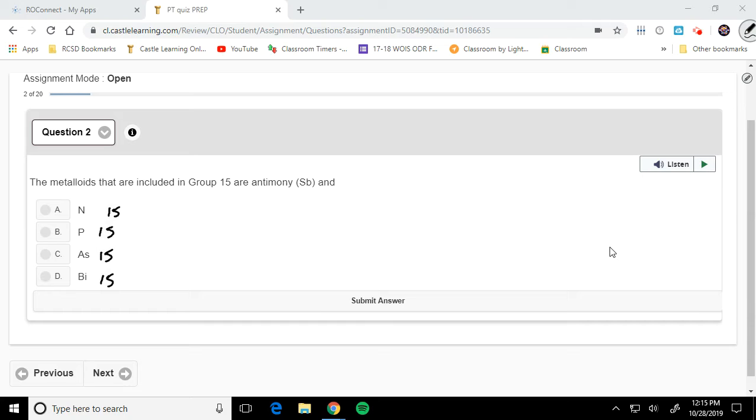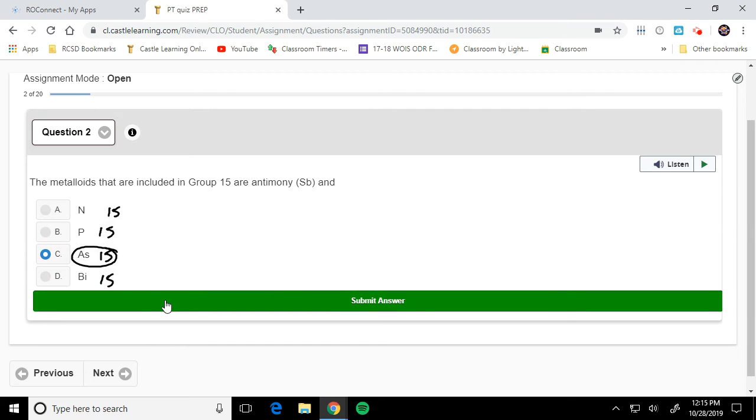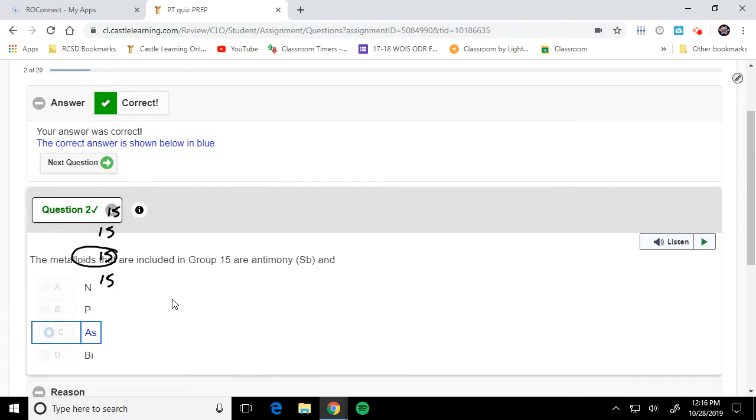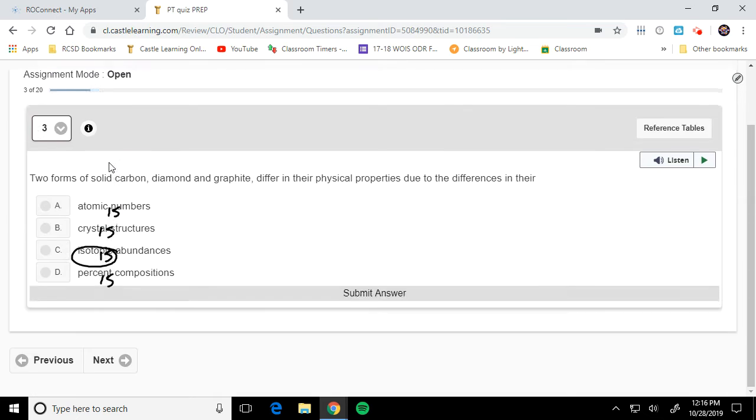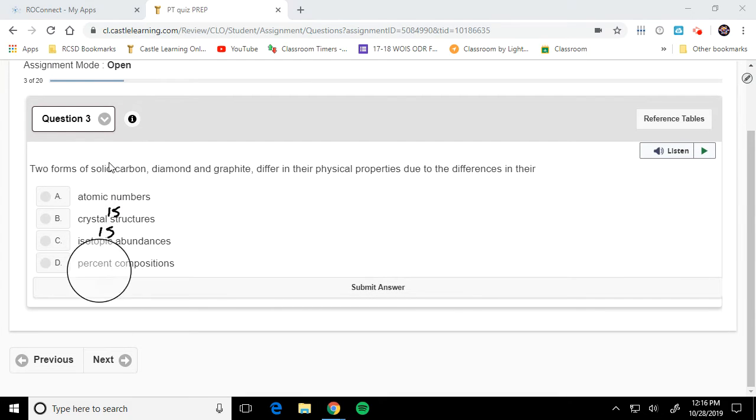And I know the metalloids are the ones touching the staircase. So that's going to be As and Sb. And the only one there that is As or Sb is As. So that is a definition question. Do you know how to find the metalloids? Okay. Moving right on because it's going to be 20 questions. I don't want this thing to take 2 hours because I want you to be able to watch it and use it to study. Okay.